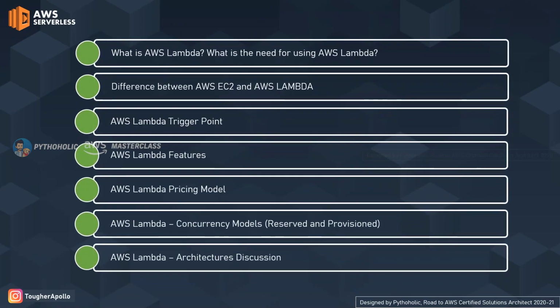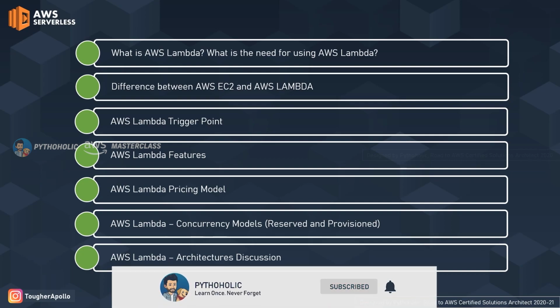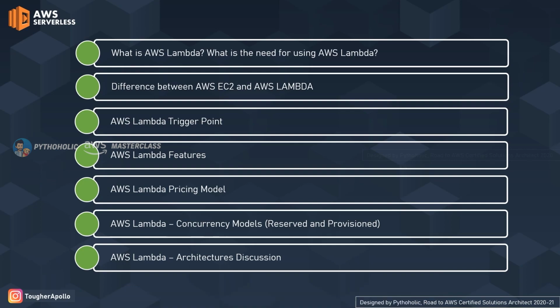So in today's session, we will be discussing what AWS Lambda is, what the need for using AWS Lambda is, and we'll also see the differences between AWS EC2 and AWS Lambda. We will check out some of the trigger points that we have for AWS Lambda, and we'll also see some of the features for AWS Lambda. We'll also do some mathematical calculations for the pricing model that we have for AWS Lambda.